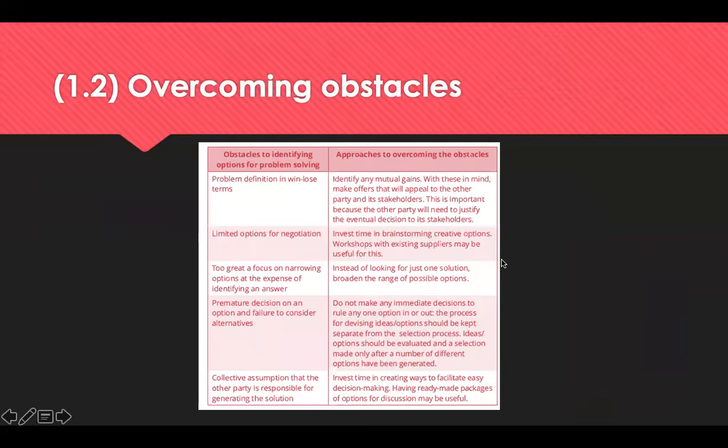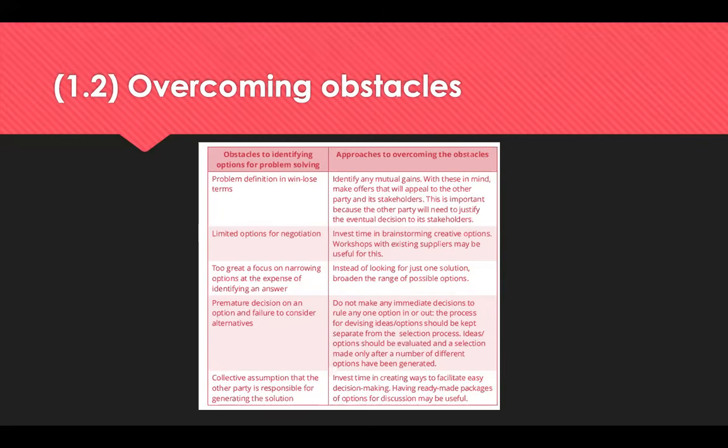Now, principled style negotiation focuses on the collaborative approach of conflict management and dispute resolution. It proposes using an integrative approach to finding a mutually agreed shared outcome. The principled style has 4 principles.